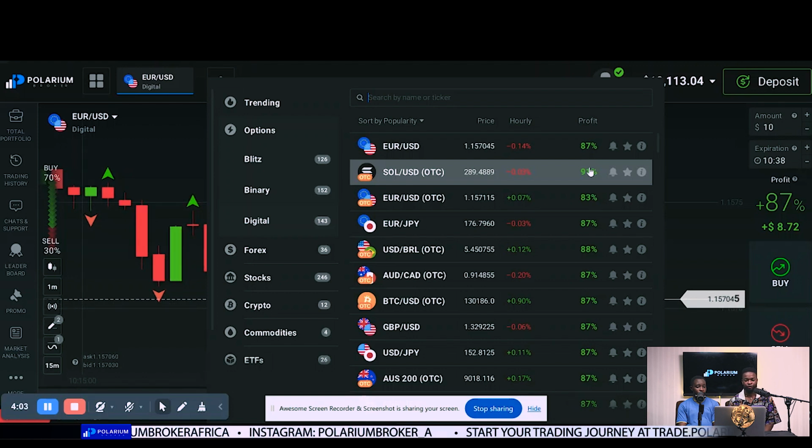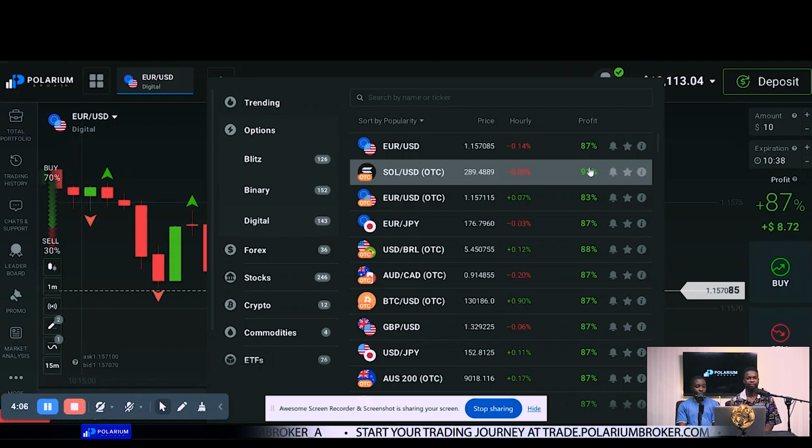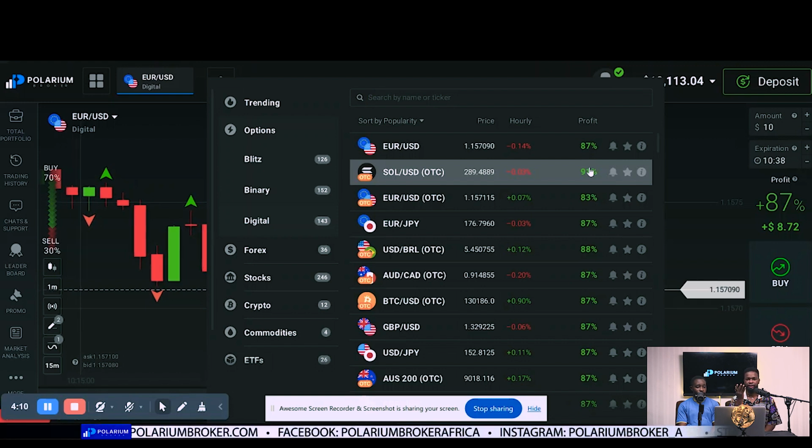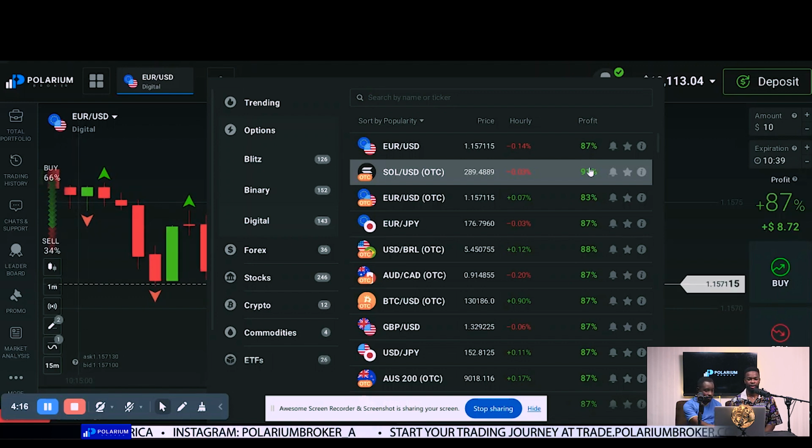You can easily make a lot of profit, but you should know that it is very, very volatile, meaning there are no fixed values. It can be 87% now, tomorrow it can drop to 80, tomorrow it can go to 90. It is very volatile and things can change very quickly.